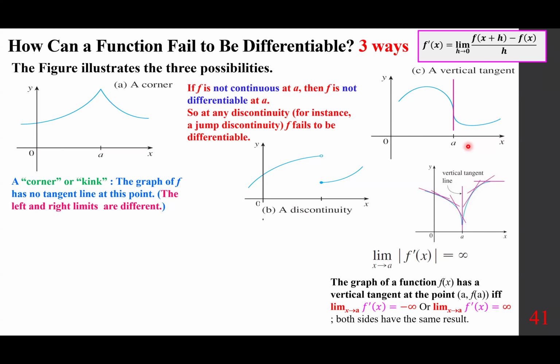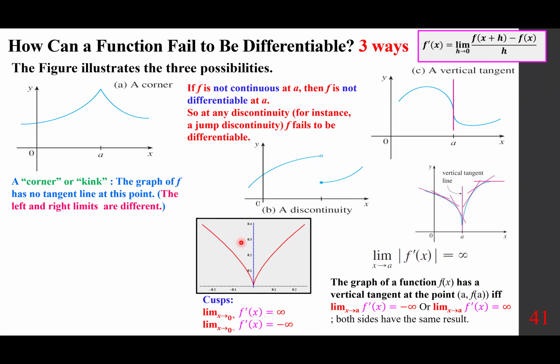And so the graph of a function f of x has a vertical tangent at the point a comma f of a, if and only if the limit of f prime of x as x approaches a is negative infinity or positive infinity. In other words, both sides have the same result, one of those, infinity or negative infinity. However, with a cusp, both sides don't have the same result. One side is positive, one side is negative infinity.